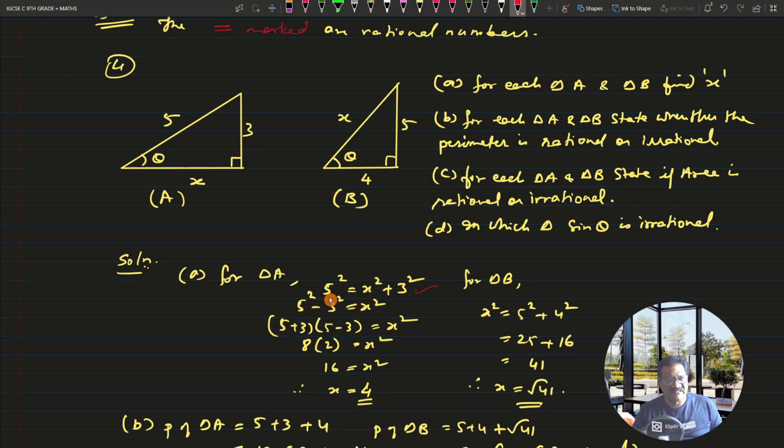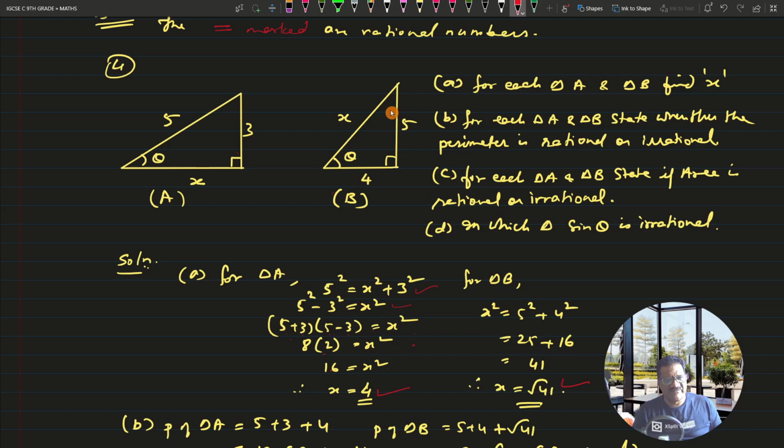Now if you take 3 square on this side, it will become 5 square minus 3 square equal to x square. Now 5 square minus 3 square can be written as (5 plus 3) into (5 minus 3), that is equal to x square. Now 5 plus 3 is 8 and 5 minus 3 is 2. So 8 into 2 is 16, which is x square, so x will be 4. Got it? So for triangle A, your x is 4. Similarly, for triangle B, your x will be root of 41.